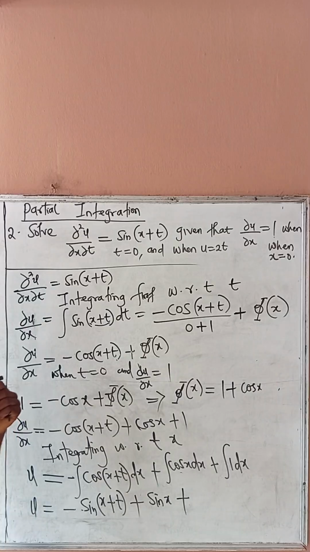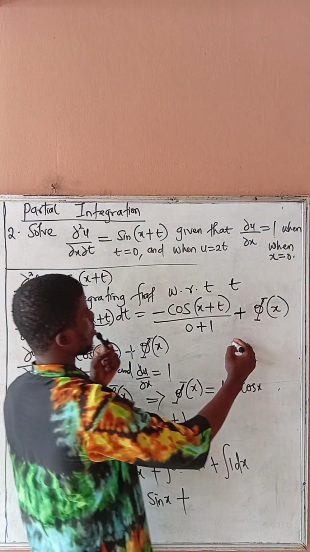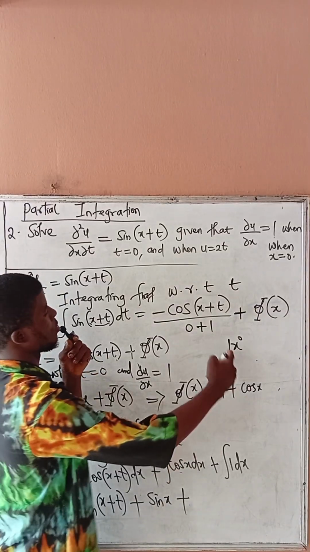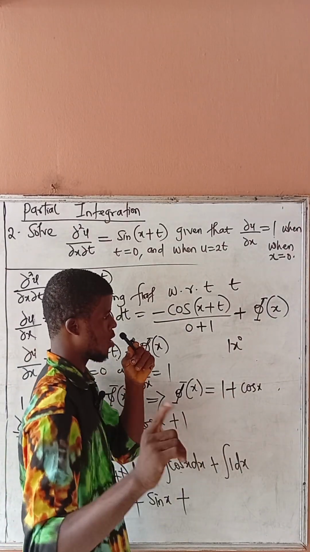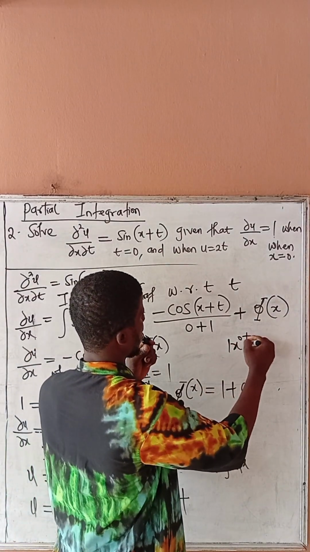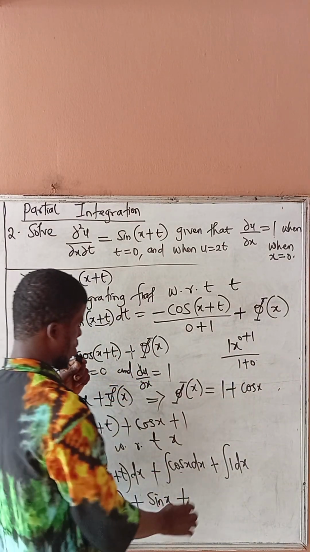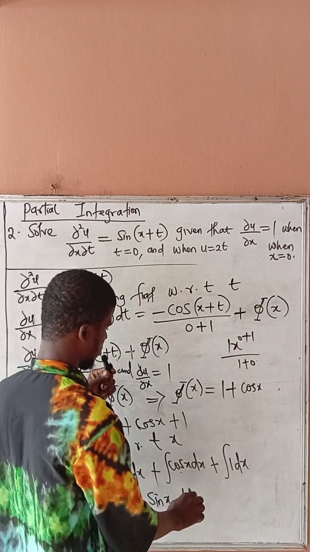Integrate 1 with respect to x. I said it before, 1 is x to the power of 0, because x to the power of 0 is what? 1. So if I integrate this, it's like adding 1 to the power, and everything here is equal to x.